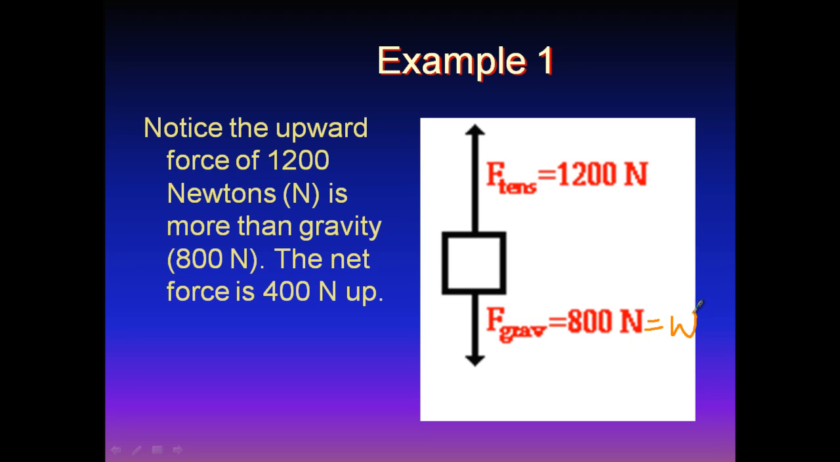This is weight. So the net force, we add these two guys together. So the net force equals 400 newtons upwards. That means this guy is going to start to accelerate upwards. Always have to put an acceleration arrow when you're drawing your free body diagrams to show which direction it's accelerating in.